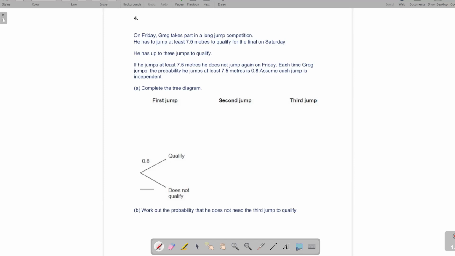On Friday, Greg takes part in a long jump competition. He has to jump at least 7.5 meters to qualify for the final on Saturday.